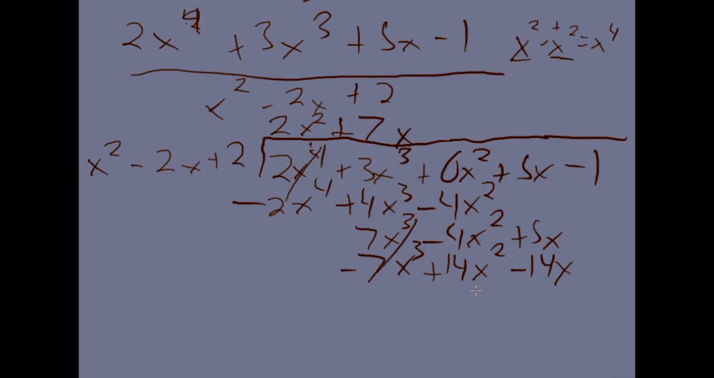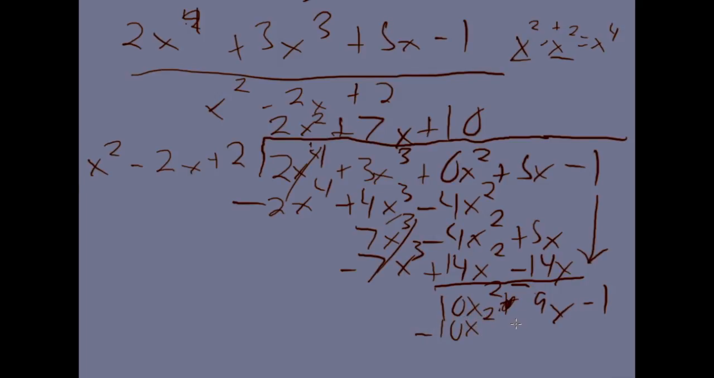All right? These cross out. This becomes 10x squared. And this becomes negative 9x. And then we bring down the negative 1, minus 1. All right. x squared goes into 10x squared positive 10 times. So this becomes negative 10x squared. And this would be negative 20x.